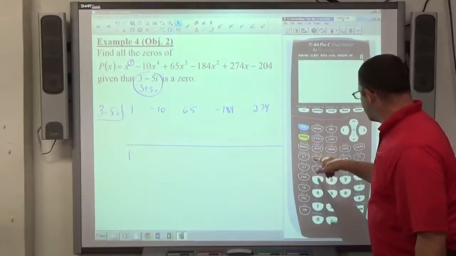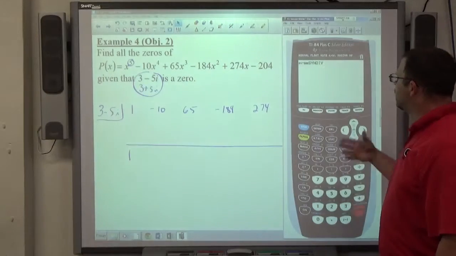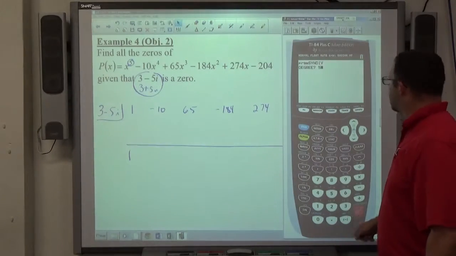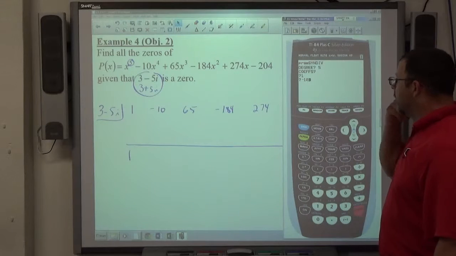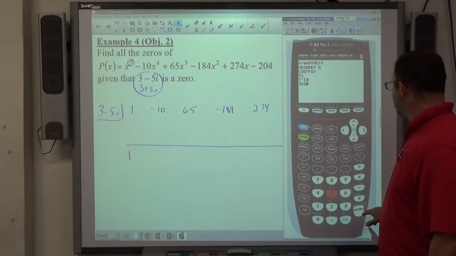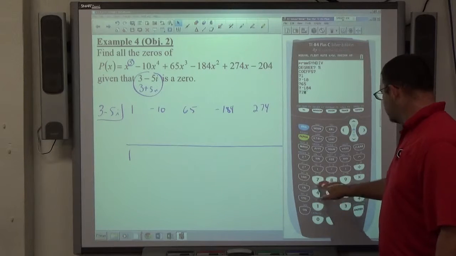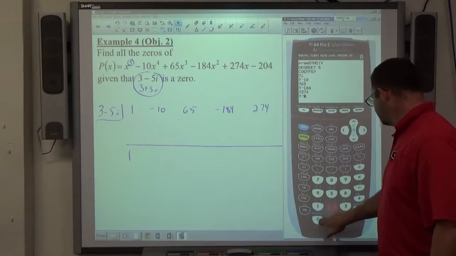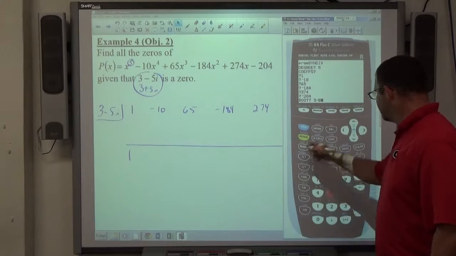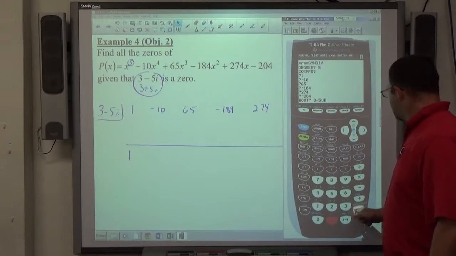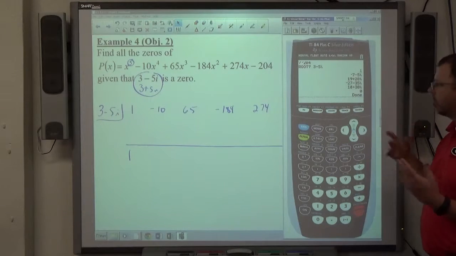So if I go to my SynDiv program again, pick program 3, enter. It's a 5th degree polynomial, so 5 is the degree. Coefficients are 1, negative 10, 65, negative 184, 274, and negative 204. My root that I'm testing is 3 minus 5i. Hit enter, and we get all these answers. First one 1, last one 0 as we expected.